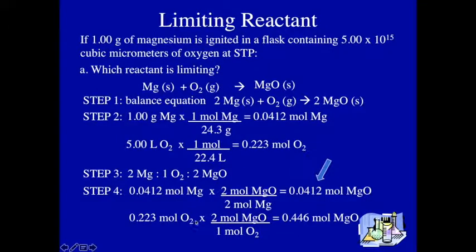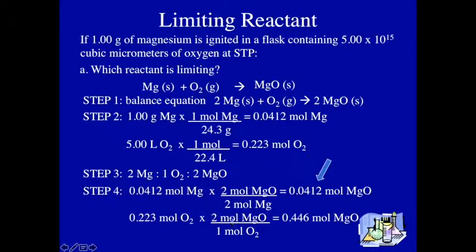With oxygen, it's a 1-to-2 ratio. So for every mole of oxygen gas, I make 2 moles of magnesium oxide. I already know that I have 0.223 moles of oxygen. Basically, I'm going to cancel out my moles. I didn't do the cross multiplication, primarily because I didn't have the room to fit it on the slide. But this system works just as well as the cross multiplying, as long as you know what you're doing.